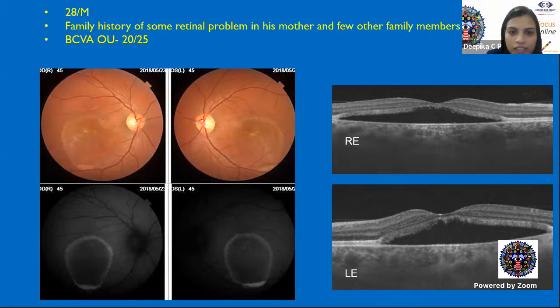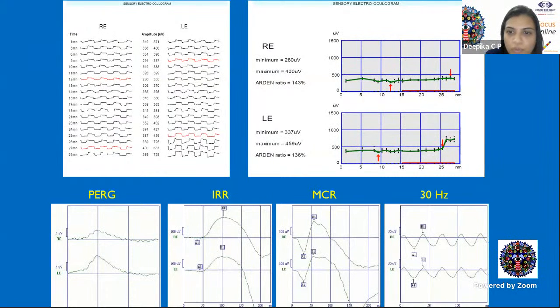So this patient is in the stage of Best disease, mostly stage 3 of Best disease. This subretinal fluid is what will be seen in a patient of Best disease, and it is not due to any CNVM variety where intravitreal anti-VEGFs will help. So we have to do both EOG and ERG, as you said.